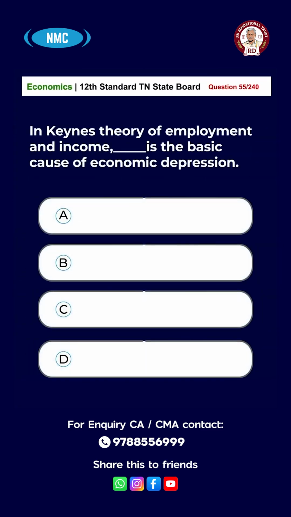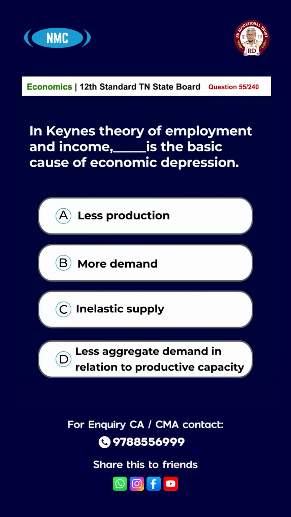Question number 55. In Keynes' theory of employment and income, dash is the basic cause of economic depression. Option A, less production, B, more demand, C, inelastic supply, D, less aggregate demand in relation to productive capacity. The answer is option D, less aggregate demand in relation to productive capacity.